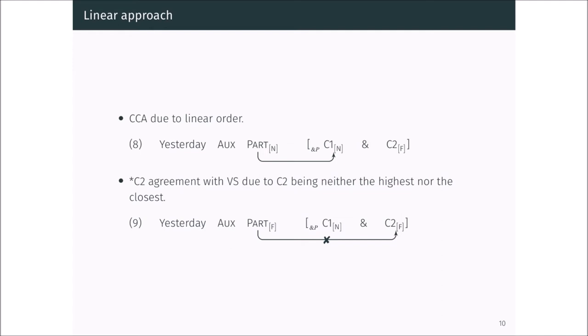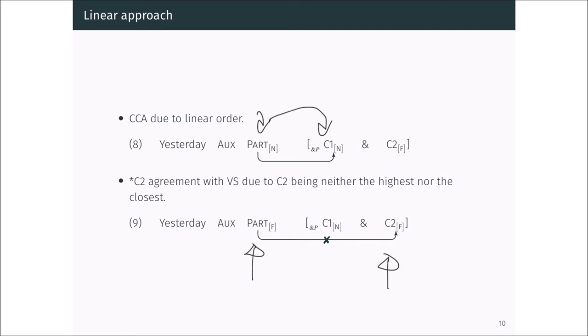In a third grammar, the participle will copy the feature from the linearly closest conjunct. Notice that the participle cannot agree with the second conjunct in the VS order because it's not the first conjunct, or the highest conjunct, or the closest conjunct. There is no grammar in this approach that can generate second conjunct agreement.